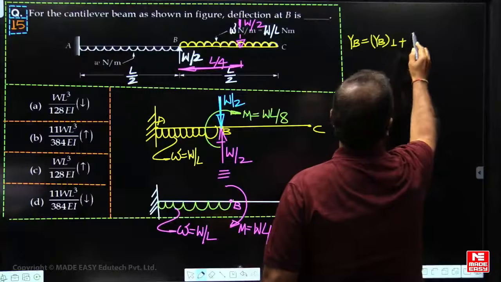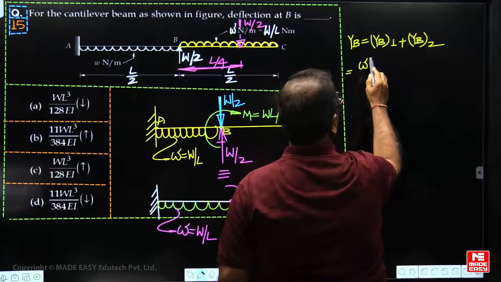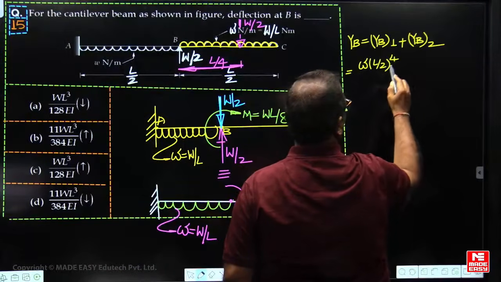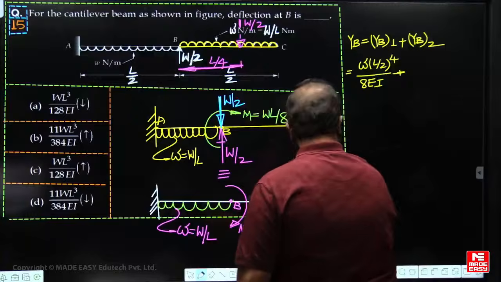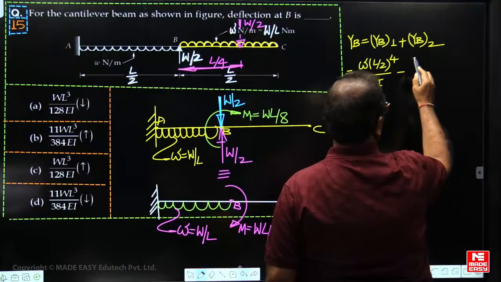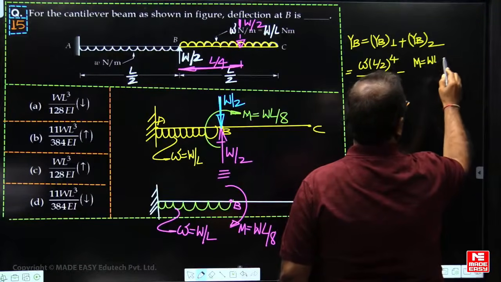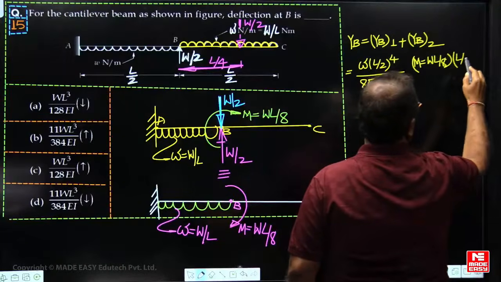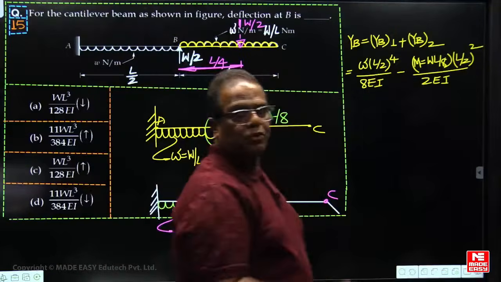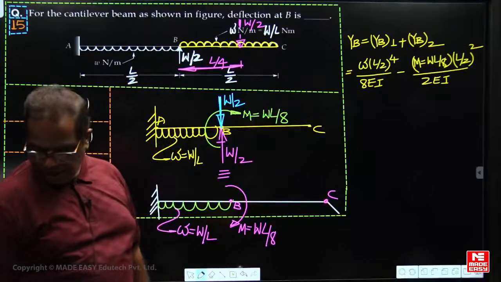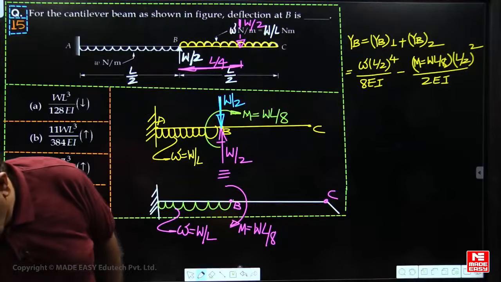Y B1, upward deflection, positive, 8 EI, and due to moment, downward deflection, M L square by 2 EI. Now substitute and simplify. In place of small w, write down W by L. And this value you are getting. Check it.